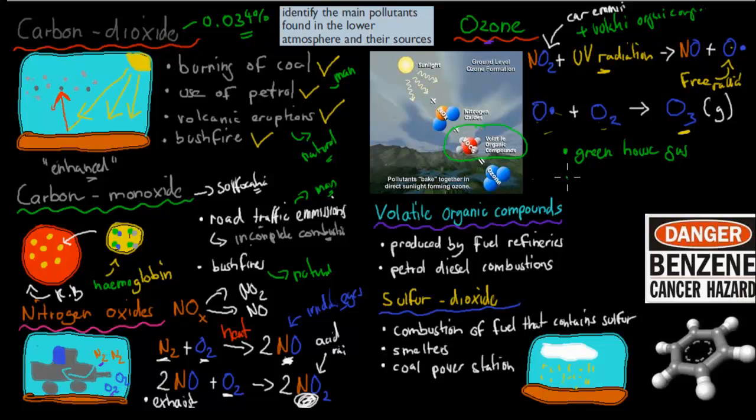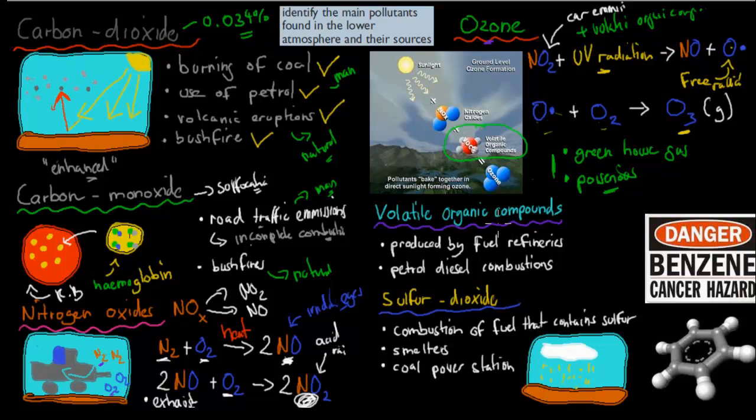And also it's poisonous. If we breathe in too much of it, it can damage our organs and give us problems in general. So ozone is a pollutant because of those two reasons, and its source comes from car emissions. The car emissions, such as nitrogen dioxide, react with UV radiation to form ozone in those two steps.